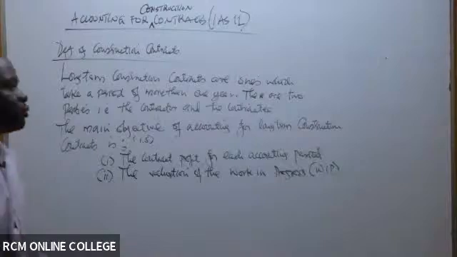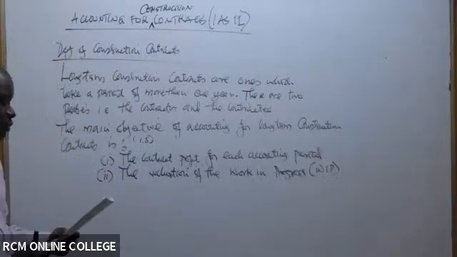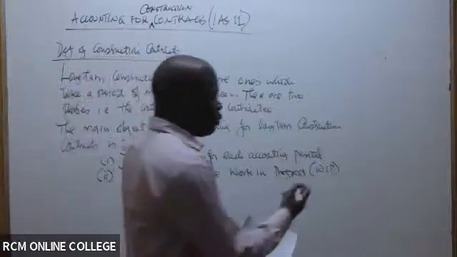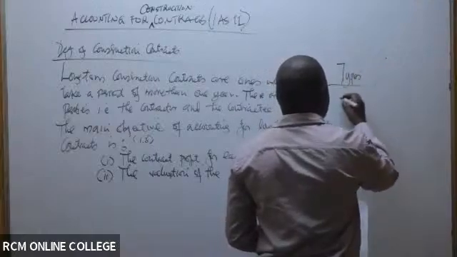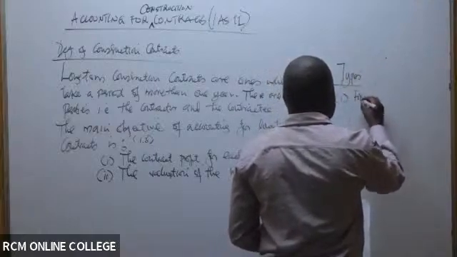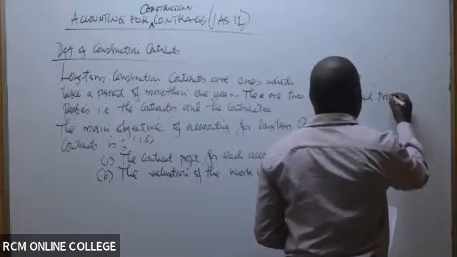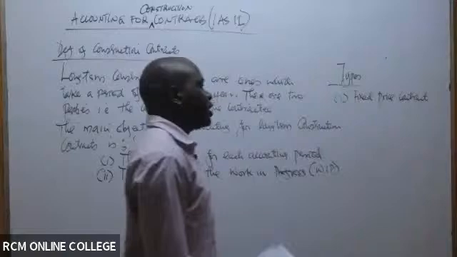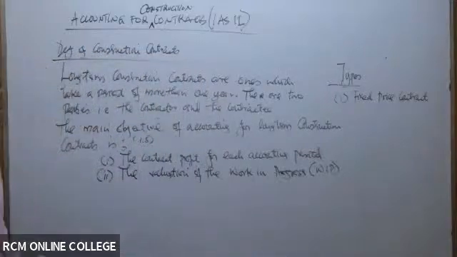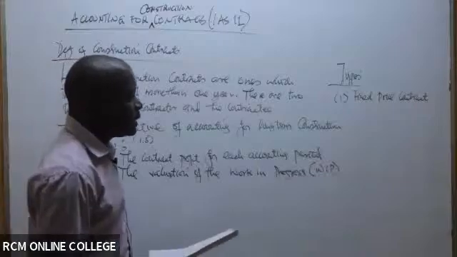There are a number of types of this kind of contracts. So for example, number one, we have a fixed price contract. So what is a fixed price contract? It is one where the contract price is determined before commencement of the work.